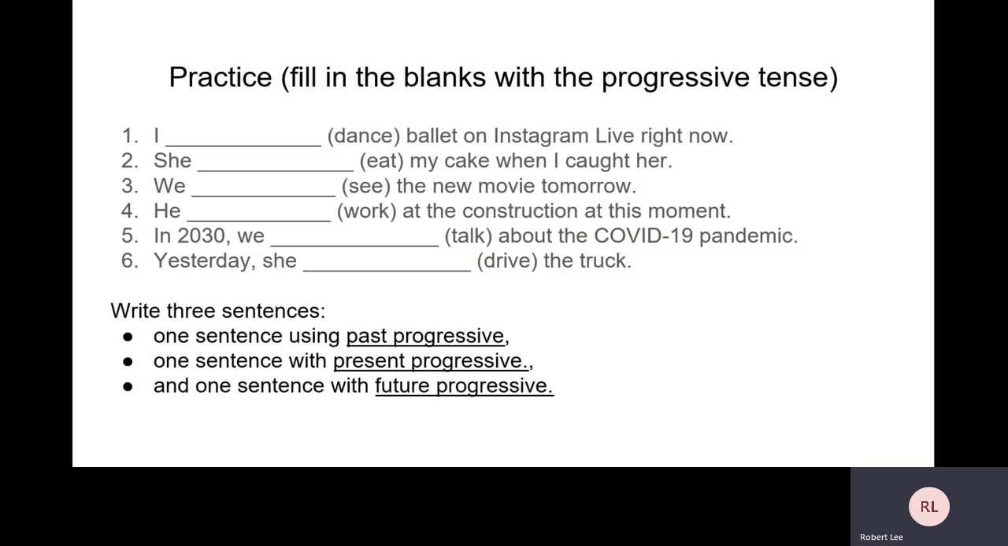Now let's practice. So please practice filling in these sentences in your notebook. You can also upload your sentences into our Google Classroom.